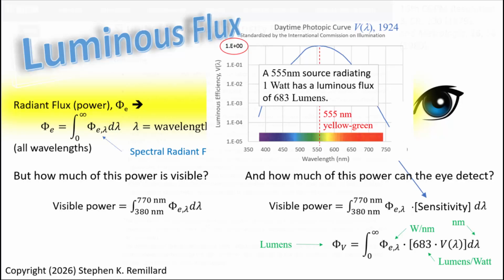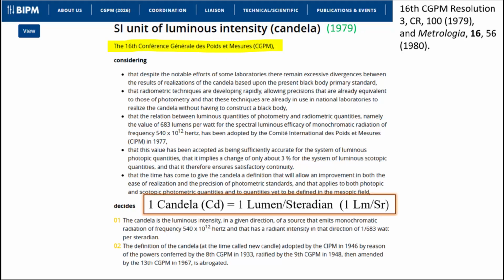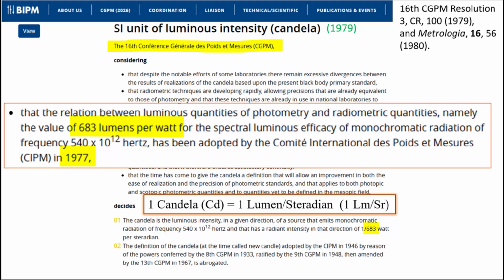This connection between photometry and radiometry was set in stone by an international standards resolution that defined the candela, which is the unit of luminous intensity, that is, luminous power weighted by the photopic curve per steradian. Now 683, which by the way is an exact number introduced to the world in 1979, is presented here as an immutable scaling factor that bridges photometry and radiometry.